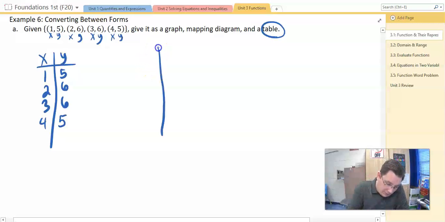Now, we can go to a graph. So we can graph this on the coordinate plane. So 1, 2, 3, 4. 1, 2, 3, 4, 5, and 6.